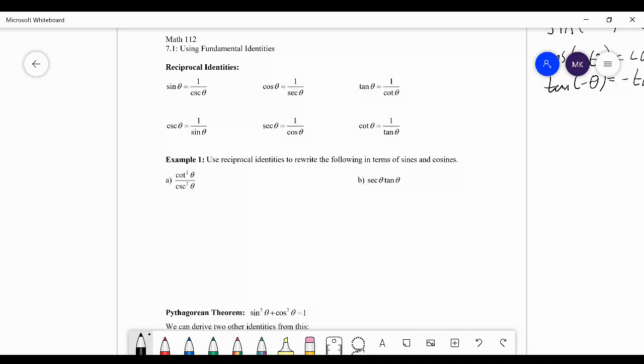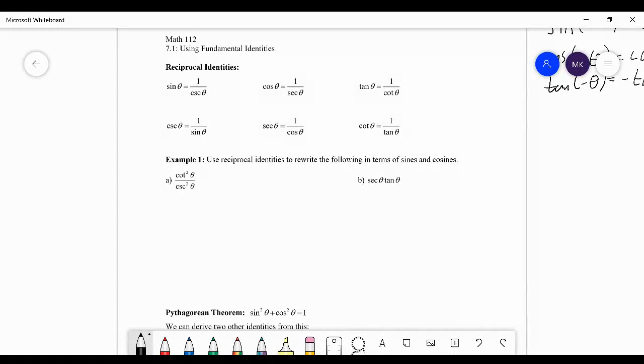Okay. So the first thing we do is we think, okay, well, cotangent is 1 over tangent. So that means that cotangent squared must be 1 over tangent squared.